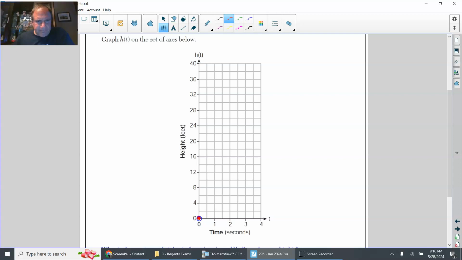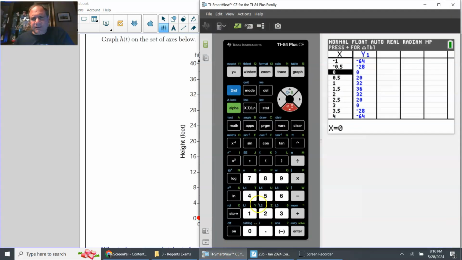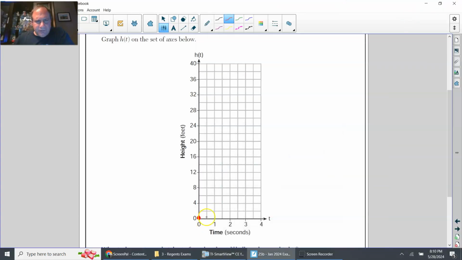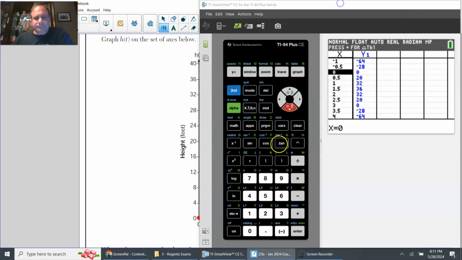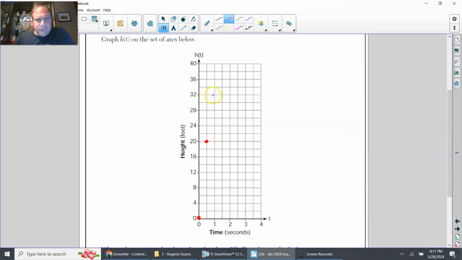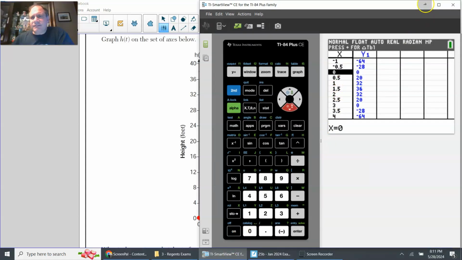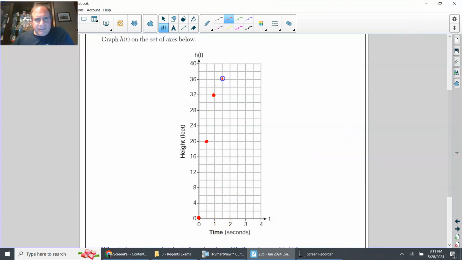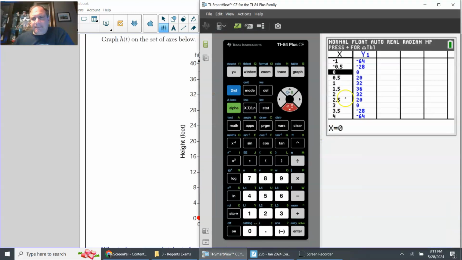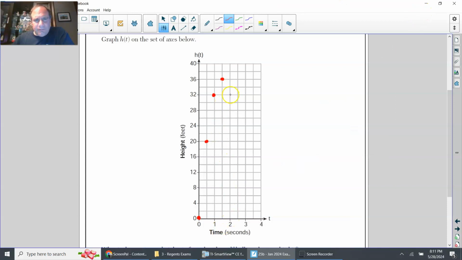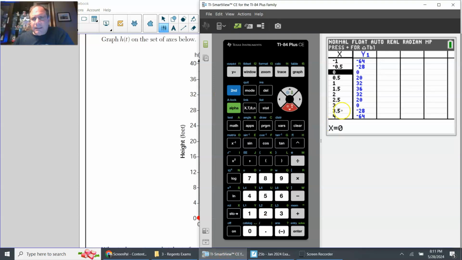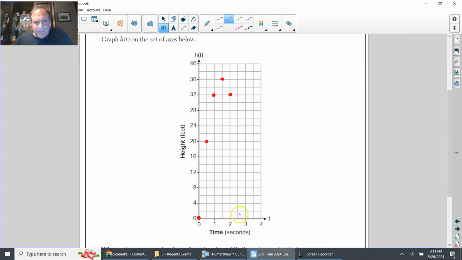You're obviously going to start with 0, so that's 0, 0. And I'm going to put a point right here. Then I'm going to go back up to the table, and it says 0.5, and this is 20. See how nice and easy that is? And this is 132. Nice. And 1.5, 36. That's really good. 2, 32. And 2.5, 20, that's right there, and then 3, 0.